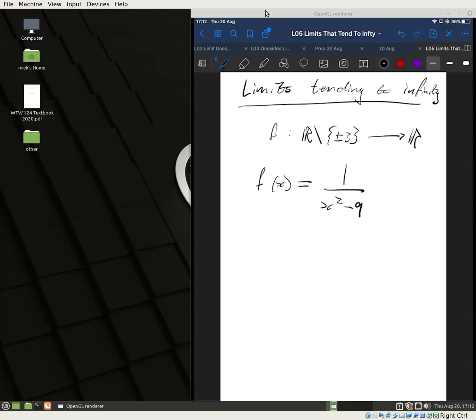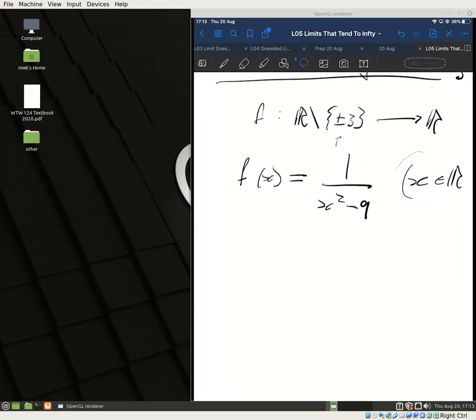So now we will start looking at limits that tend to infinity. Before defining rigorously what this means, let's just take a look at an example. Let's say we have a function that is defined on all the real numbers except at plus or minus 3, and it maps into the real numbers, and it is defined as follows. f of x is 1 over x squared minus 9 for all x in the domain, so R without plus or minus 3.